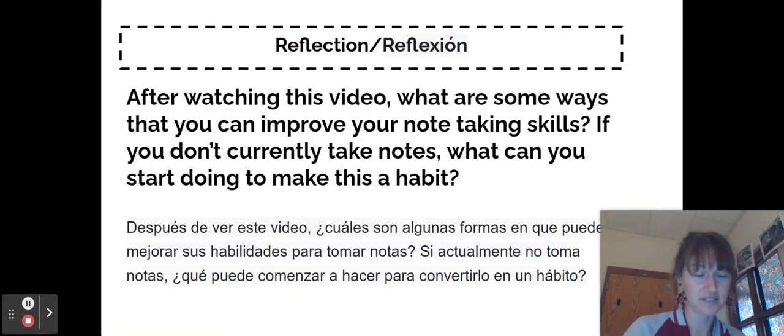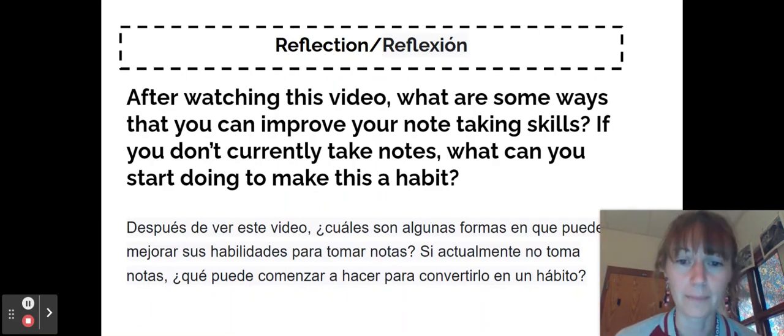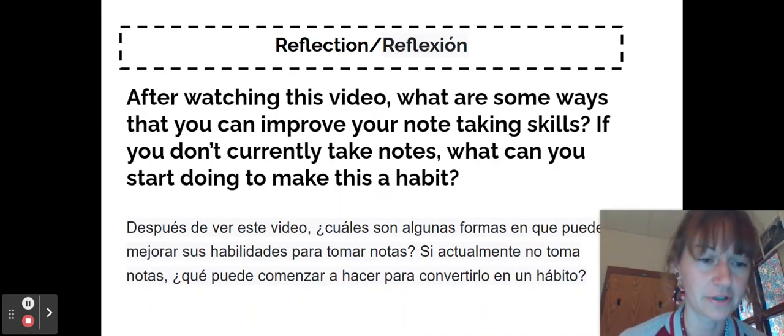If the teacher wants you to discuss with the person next to you, that's a great way to kind of talk through what's working for you, if anything. So take a minute, reflect on this question. What are some ways that you can improve your note-taking skills? If you don't already take notes, what can you start to do to make this a habit of yours?